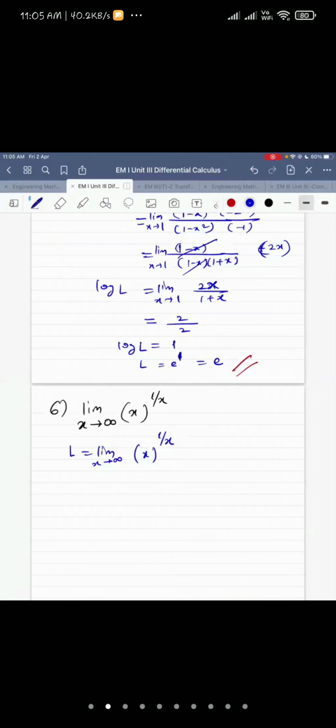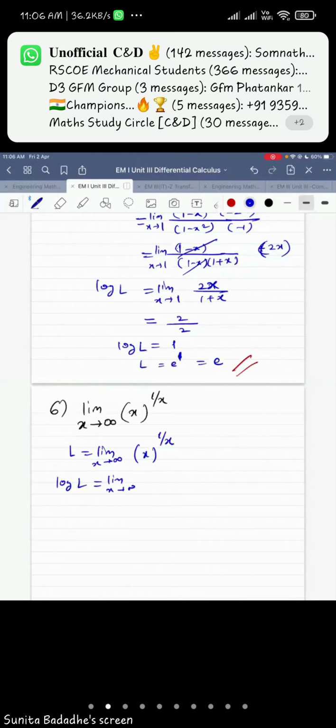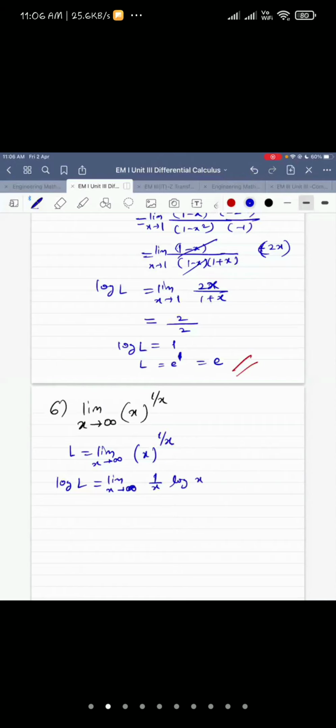We'll take log on both sides. So we get log L equal to 1 upon x, limit extending to infinity, and log is remaining. So this is limit extending to infinity, 1 upon x, log of x. It is coming in this form, isn't it? Now check the form. X is tending to infinity, so 1 by x is 0, and log of x is infinity, so this is 0 into infinity.